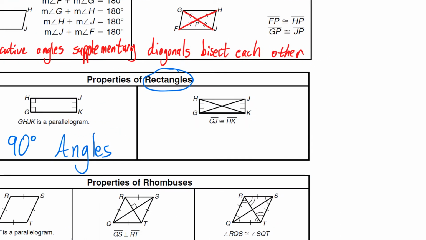Then we just have one property here. So in a rectangle, what's up here? Good, diagonals are congruent. In a rectangle, the diagonals are congruent.